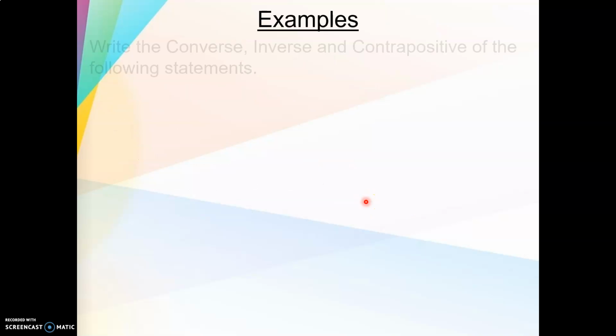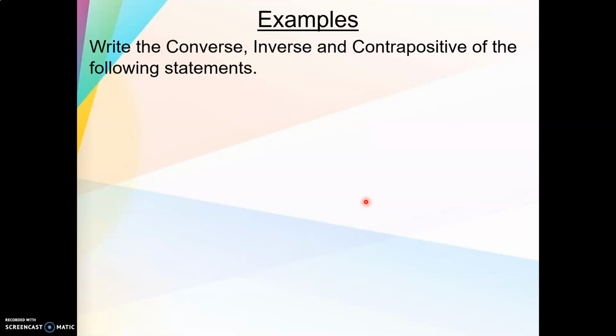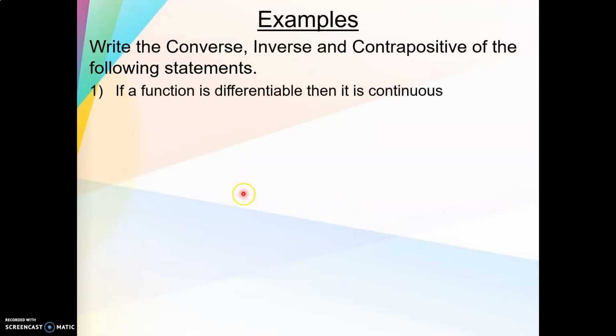Now examples. Write the converse, inverse, contrapositive of the following statements. The first one is, if a function is differentiable, then it is continuous. Here there are 2 simple statements connected with implication, the if-then words. So the first statement P is a function is differentiable, and the second simple statement Q is a function is continuous.